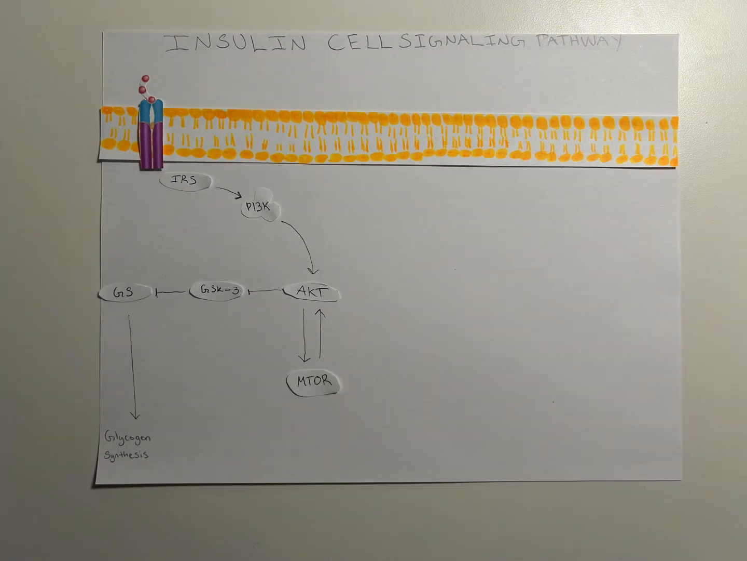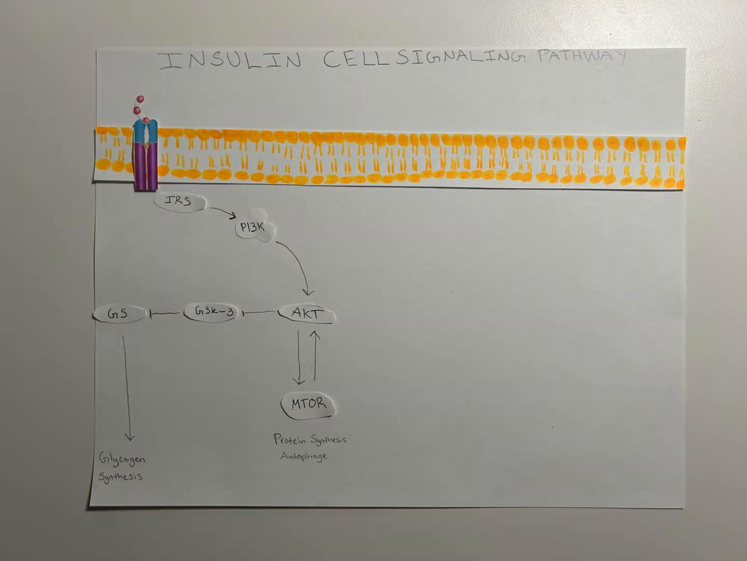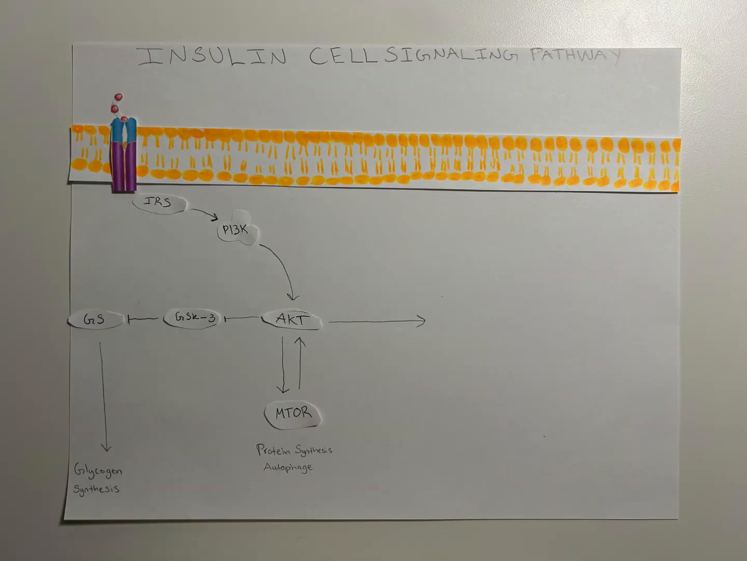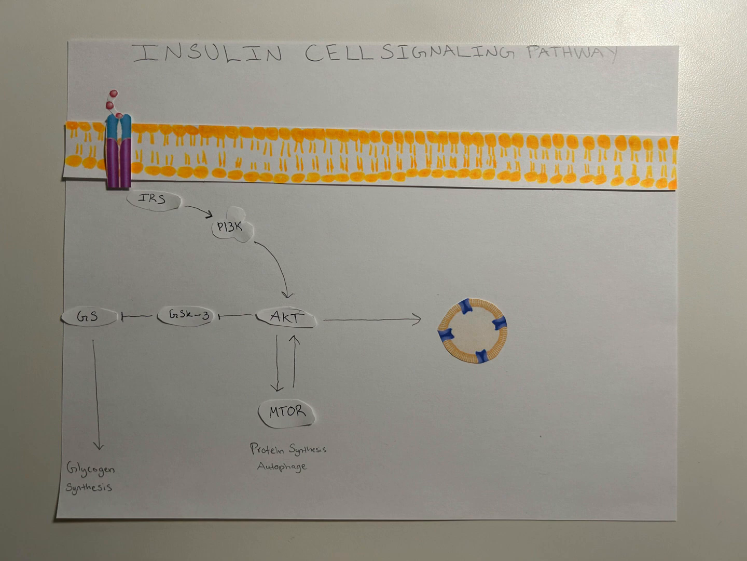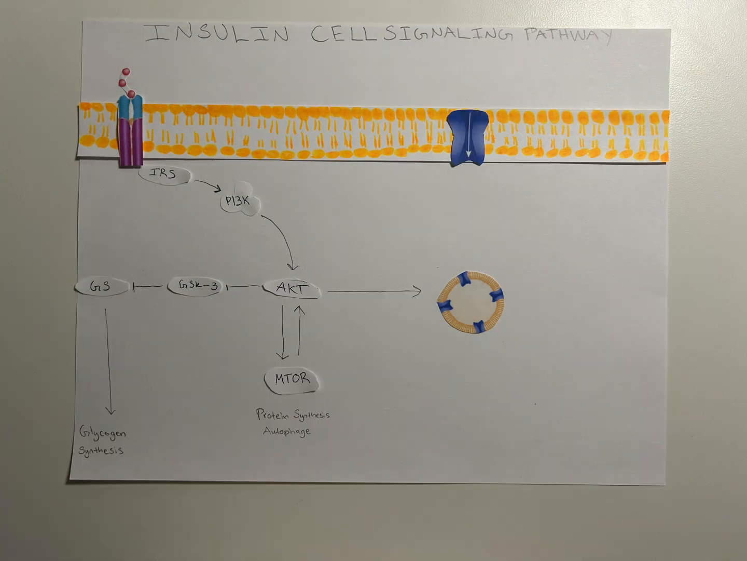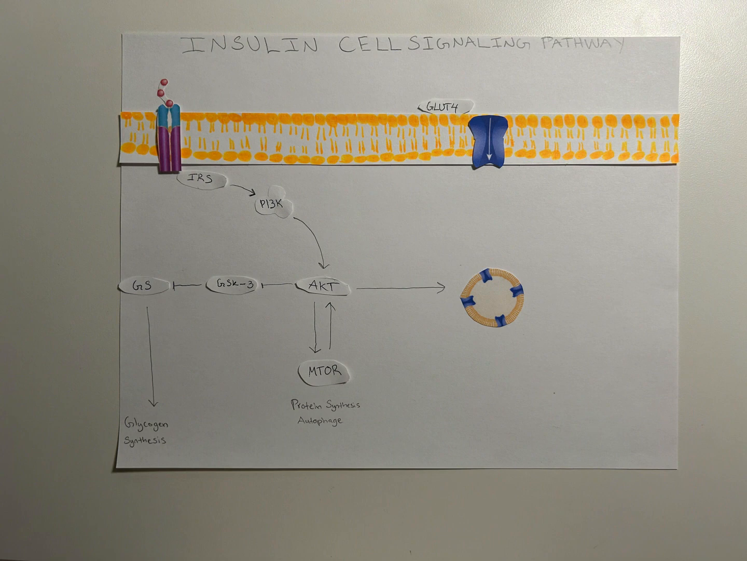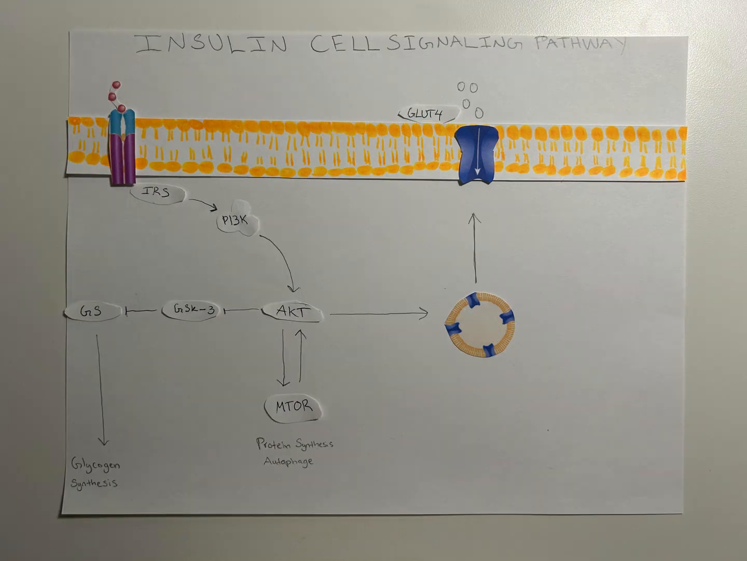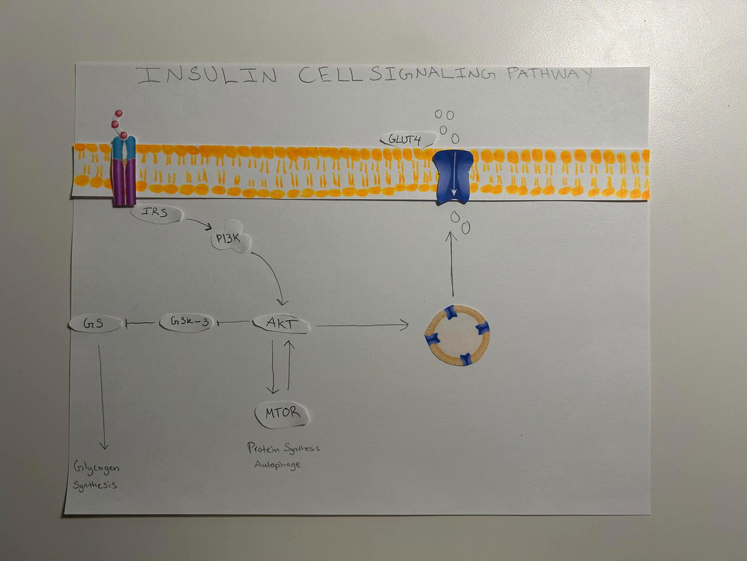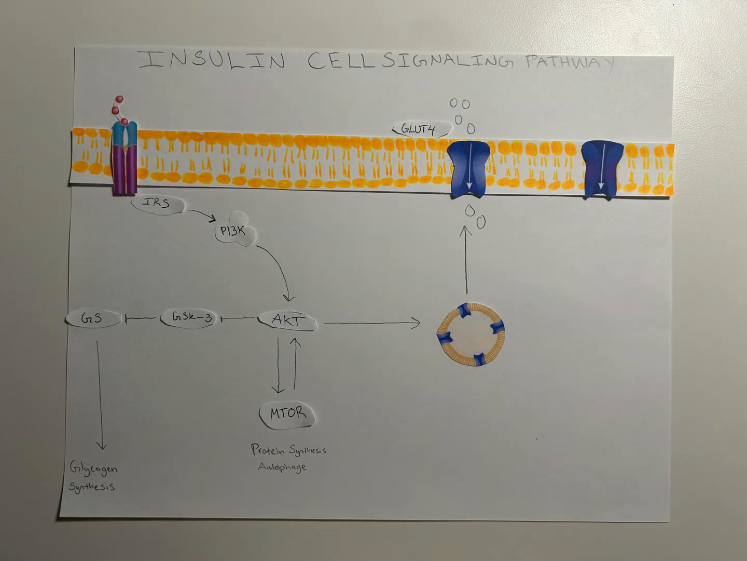to the mTOR, which is a protein synthase autophagy, and the mTOR is the mechanistic target of rapamycin, which is a protein kinase that plays a crucial role in regulating cellular processes such as growth, metabolism, and protein synthesis. Then the glucose goes to the GLUT4, also known as glucose transporter 4, which is a protein responsible for transporting glucose into the cells.